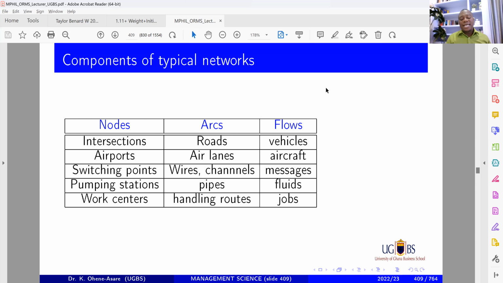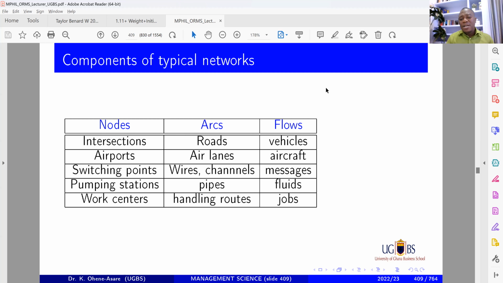You can look at another example like pipes. The pipes are connected by pumping stations. So you have this pump, you have that pump, you have another pump, and they are connected with pipes. And inside the pipes are fluids passing through those pipes. And then you can have several other examples. So the network model helps you to understand the working relationship between nodes through arcs.